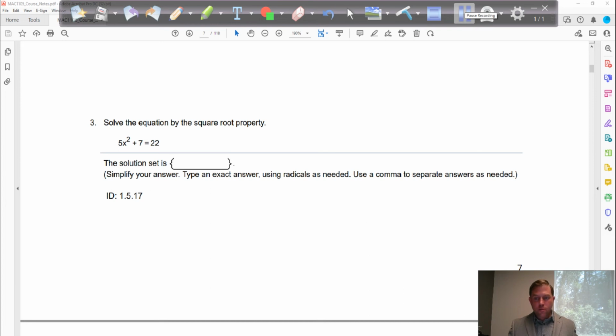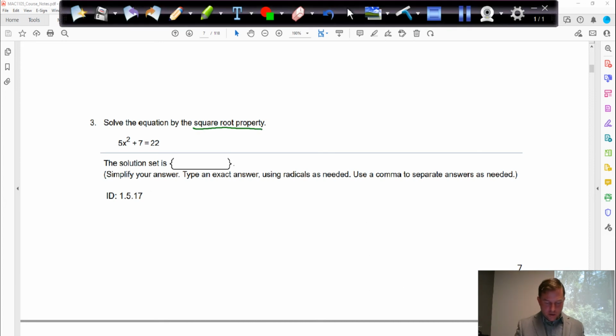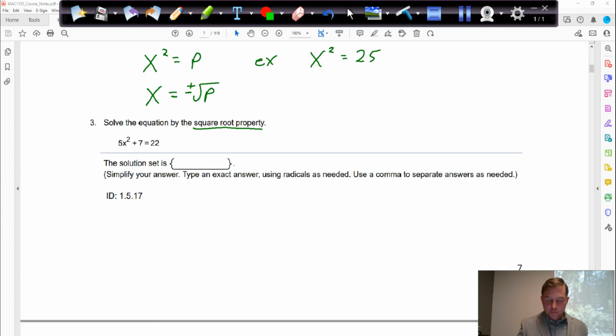Okay, for problem 3, we're going to use what's called the square root property. And this says, if you have x squared equal any number p, then x is just equal to plus or minus the square root of p. So if we do a quick example, if I have x squared equals 25, then we know x is equal to plus or minus the square root of 25, which is plus or minus 5.